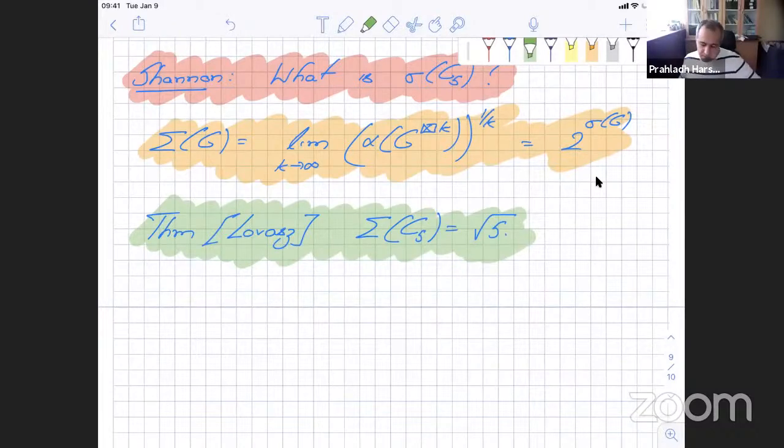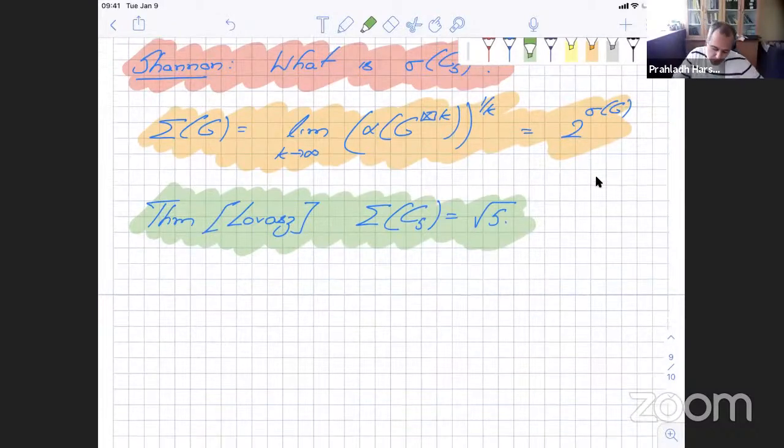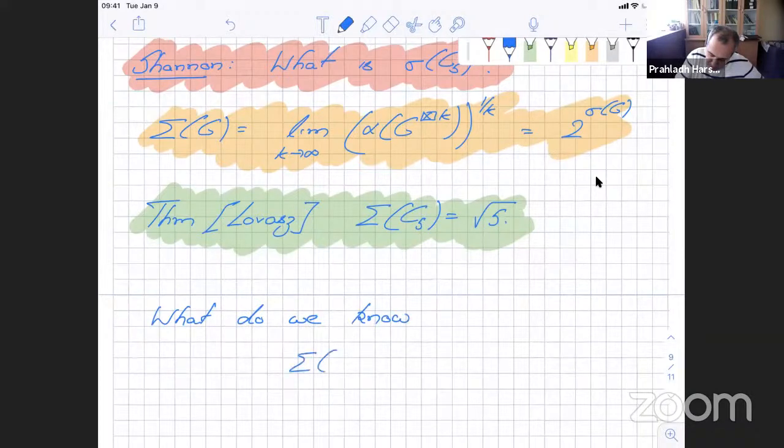Okay. So now we already know that sigma of C5 is larger than square root of 5, because we gave a construction for it, but it's also smaller than 5 because that's the size of the graph. What we want is a better upper bound. We want to get the upper bound down to square root of 5. If we can get that, then we exactly compute C5. And Lovász wanted to do this.